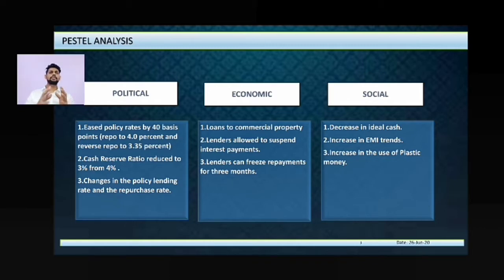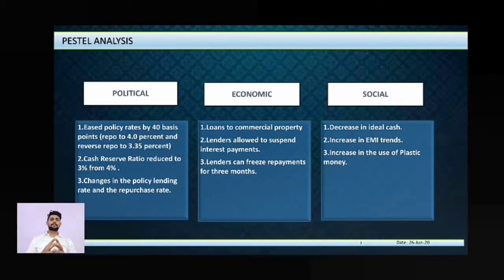The RBI has reduced the repo rate to 4%, which is the interest on loans that the banks take from RBI, so that they can take more money from RBI and circulate it in the market by giving loans to the public. And the reverse repo rate is reduced to 3.35%. The cash reserve is reduced to 3% from 4%, giving more money into the market so that the money gets circulated within the economy, for example by giving more and more loans to the public.